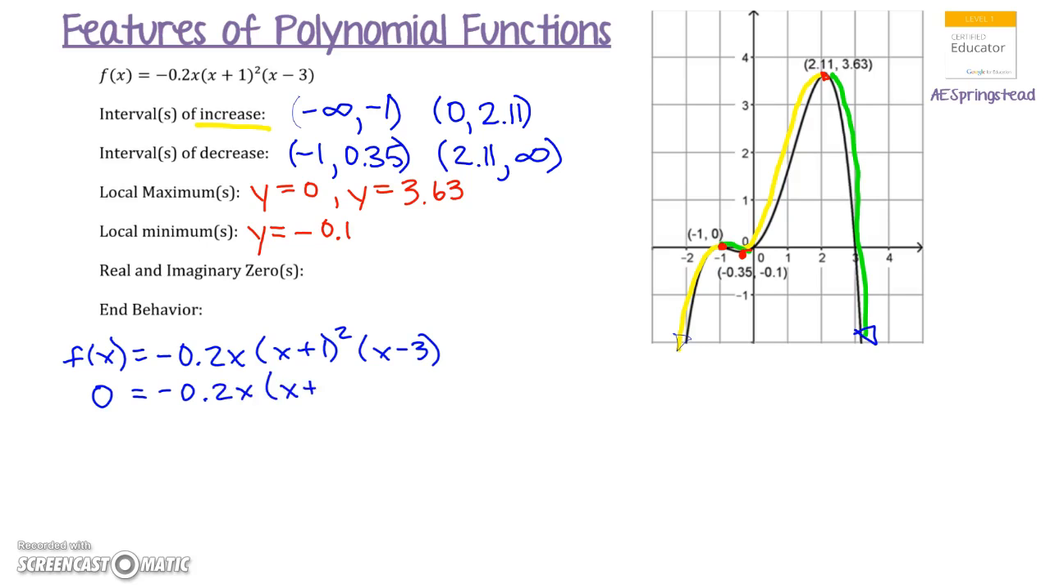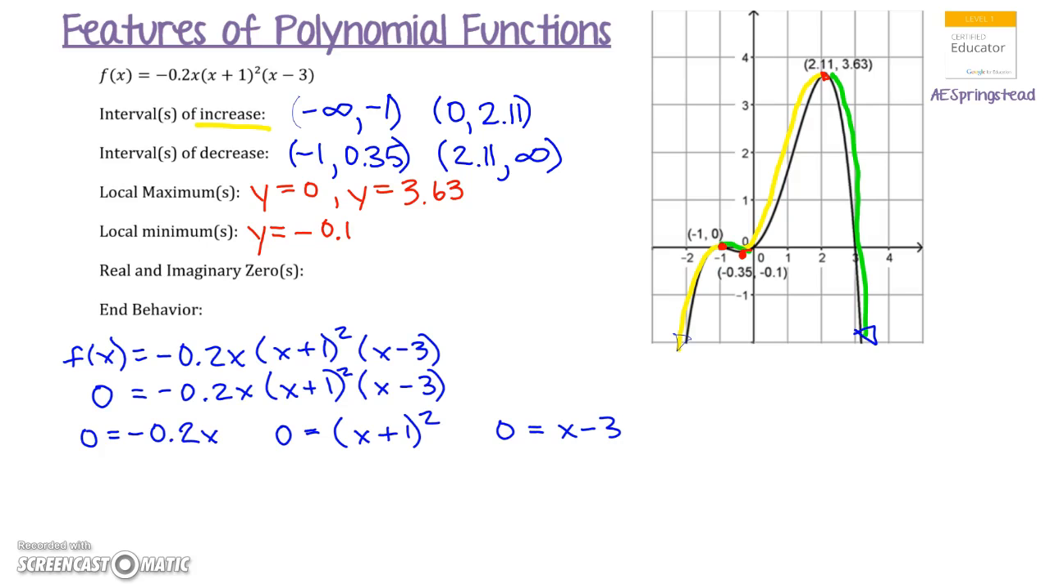And next I'm going to use the zero product property, which says if I'm multiplying things together and I get 0, at least one of them has to equal 0. So I'm going to set each of the three pieces equal to 0 separately. So I have 0 equals negative 0.2x, 0 equals x plus 1 squared, and 0 equals x minus 3. And then I just need to solve each of those equations separately.